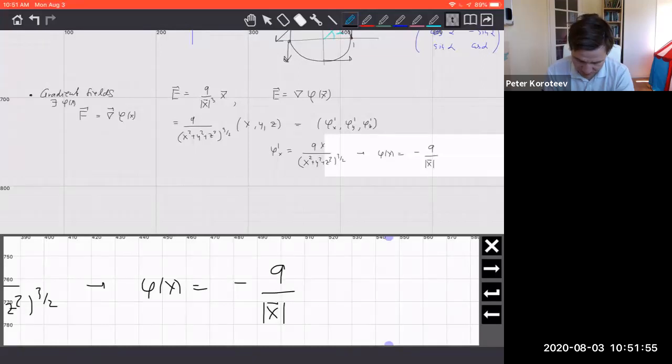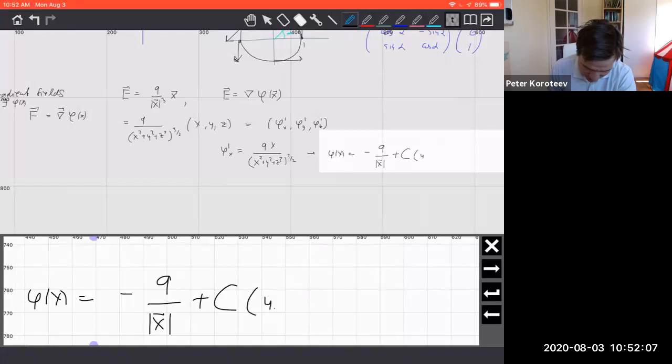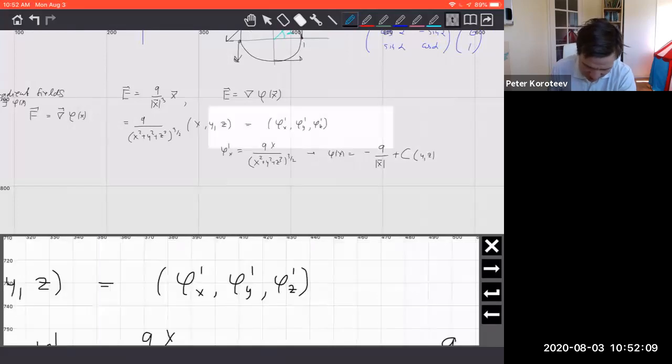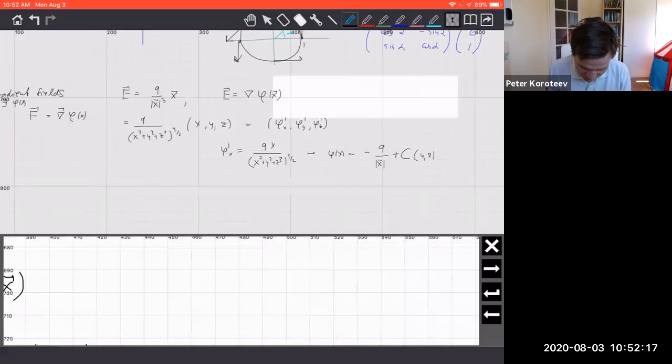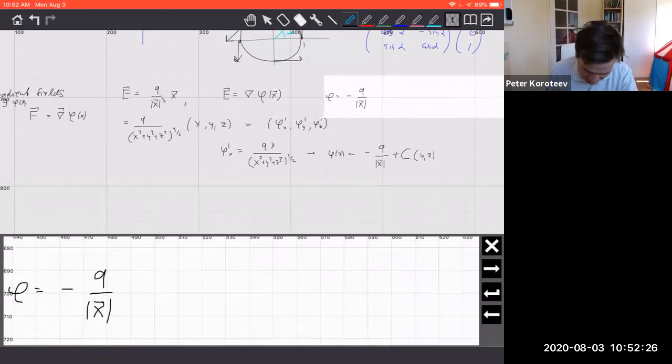There is also a constant, which you cannot fix, because when you integrate here it's a partial derivative. Once you do the integral, you have a function of x, y and z, but then you check that it's the same in all directions. So if you take phi to be equal to negative q over the absolute value of x, then the gradient will give you this. And this is known as the electric potential.